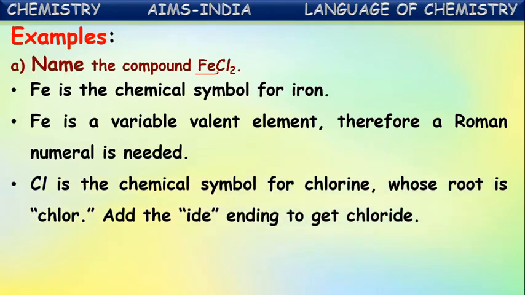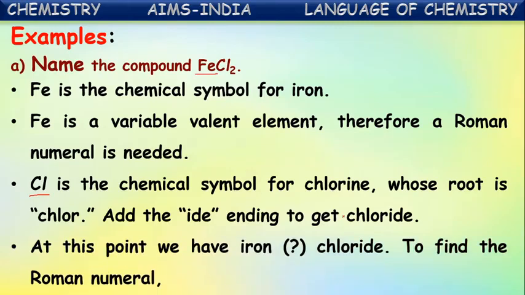First we have to find that. Cl is the chemical symbol of chlorine, whose root is chlor. Add the ide at the ending, so it becomes chloride. So cation name is iron, anion name is chlor, and at the end ide is attached. It becomes iron chloride. But here, as iron is a variable valent element, one Roman numeral should be added in the middle. At this point, we have iron chloride.